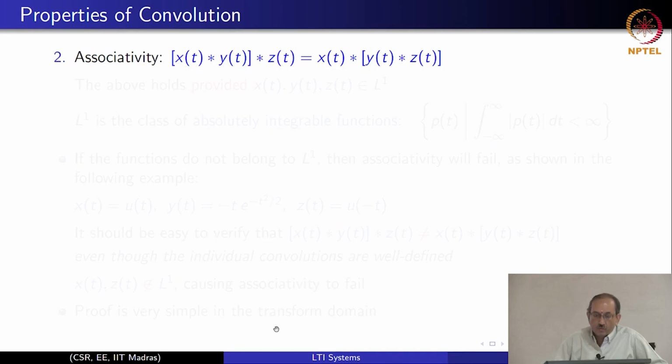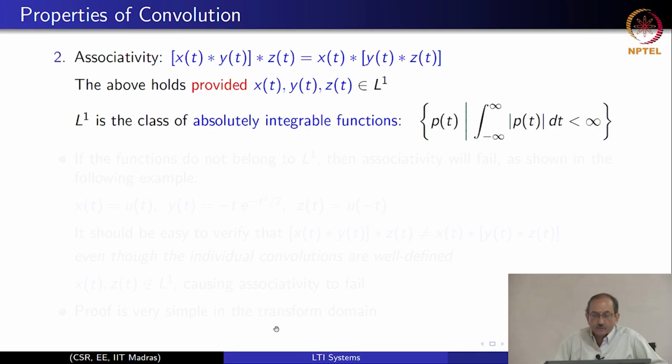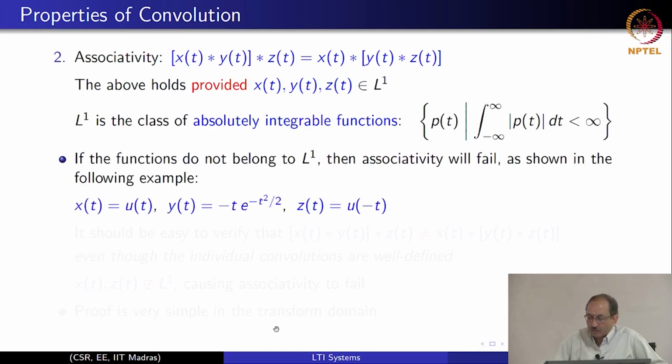So, this is the counterpart to the continuous time signals. Again, we assume associativity provided these belong to the space of L1. So, this is the space of absolutely integrable functions, and here is an example where associativity will fail in the continuous time case.